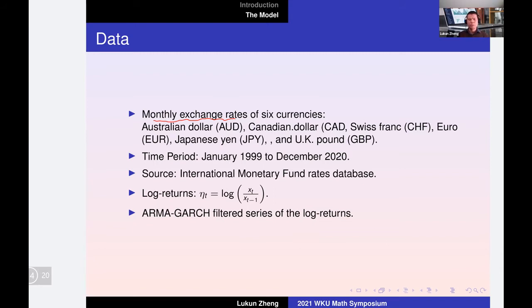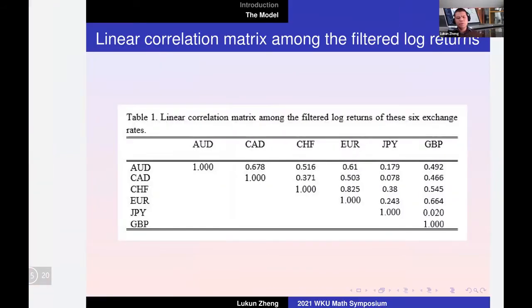We consider the time period from January 1999 to December 2020. The data were downloaded from the International Monetary Fund rates database. We first take the log returns, and then use this ARMA-GARCH filtration to filter these series. This gives us a table of the linear correlation matrix among the filtered log returns. As you can see from this table, we have some observations here.